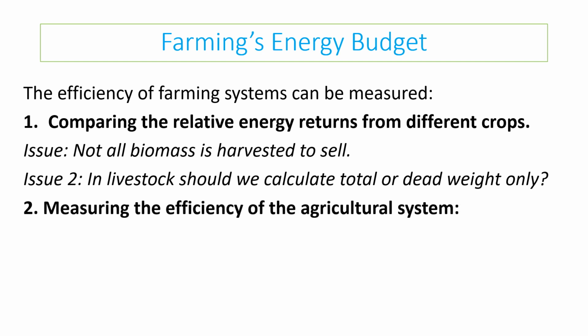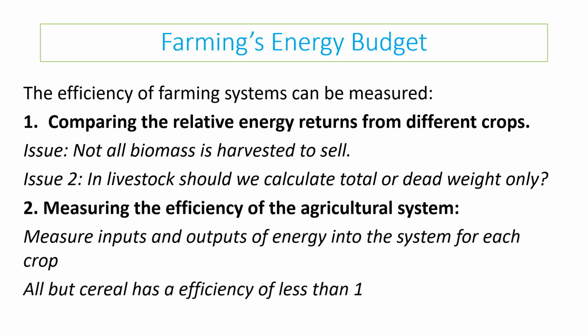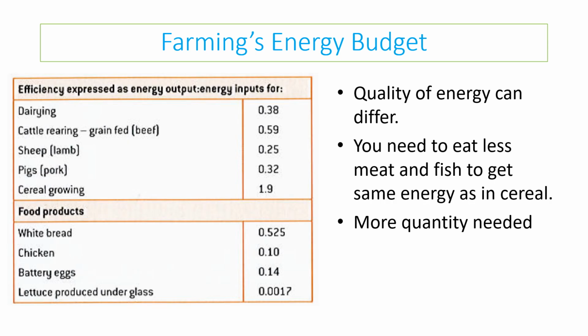You can also measure the overall efficiency by measuring the inputs and outputs, as I just mentioned, but most of them unfortunately have a lower ratio. So that means we input more energy than we actually get out, and that's other than cereal. But even in this case, you need to look at the quality of energy, because you need to eat a lot more cereal to get the same amount of energy that you would get from eating a piece of beef, for example.